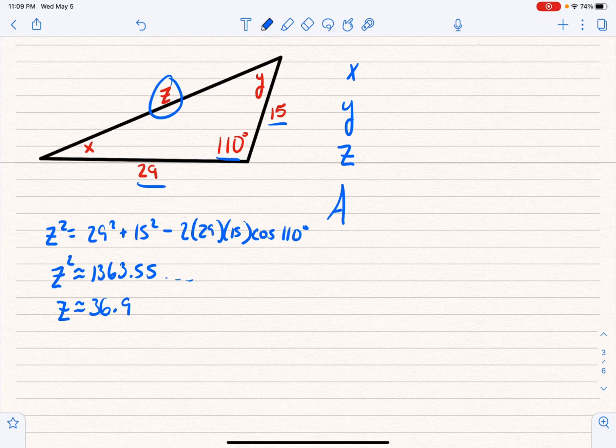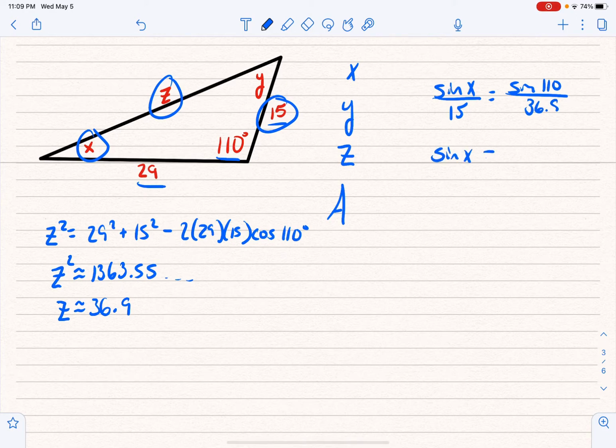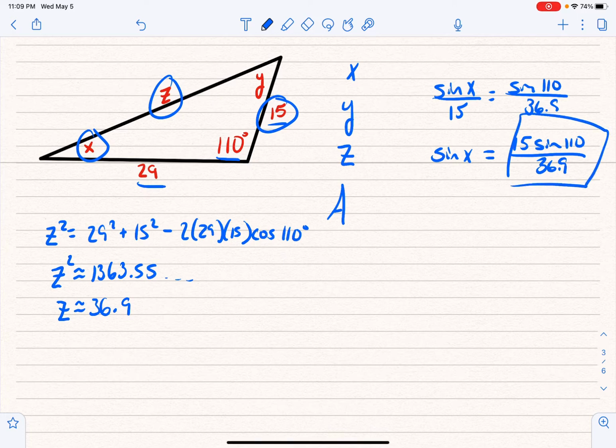So now I'd have all three sides, and at this point I could figure out the angles. I could use law of sines or law of cosines to figure out the angles, and then I've got to think about finding that area. First let's go after those angles. I want to go after the smallest one first, so that would be x, because opposite it is the smallest side. The sine of x is to 15 the same way that the sine of 110 is to 36.9. Cross multiply, and you get that the sine of x is equal to 15 times the sine of 110 divided by 36.9, and this is what you enter into the inverse sine.